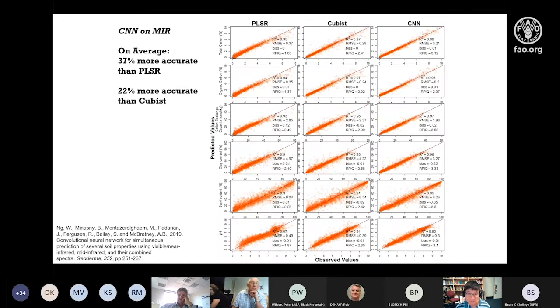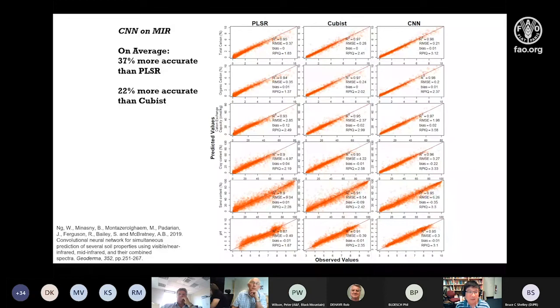So here we look at six soil properties that we know it is going to predict well, because we know this from the literature. Again, this is on the mid-infrared spectrum. We compare it with the standard method, partial least squares, and another machine learning method called Cubist, which is a regression tree method. And the last one, the CNN, is the neural network model.